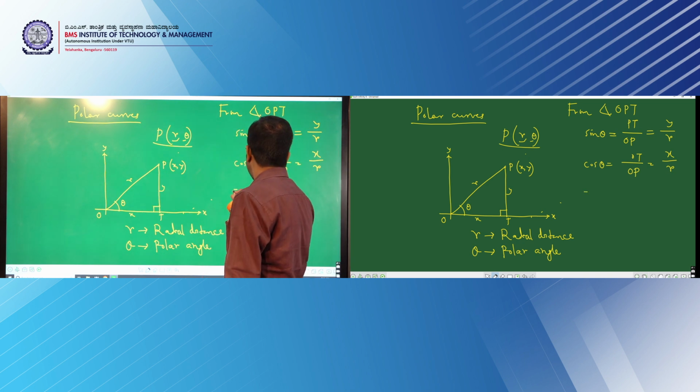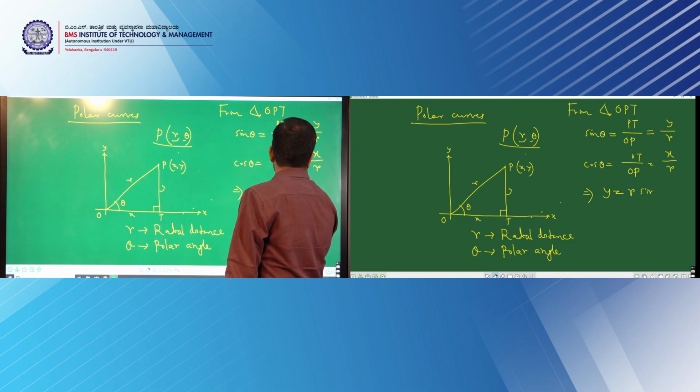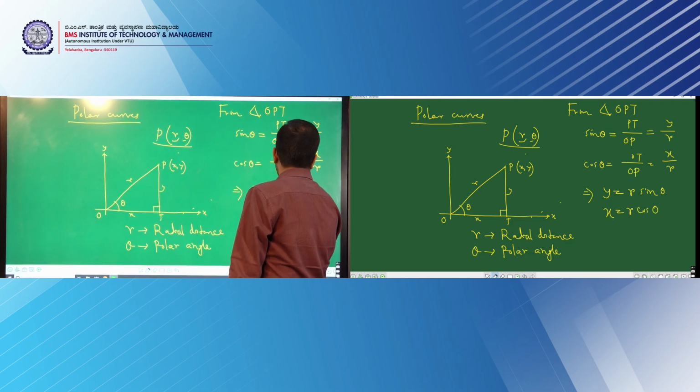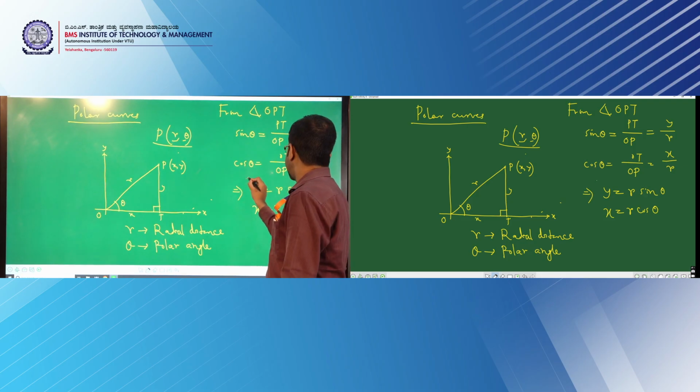So from here what we can get? Y equal to R sin theta, and X is equal to R cos theta. This is the basic relation between the polar coordinate and the rectangular Cartesian coordinate systems. You better remember this thing, okay?